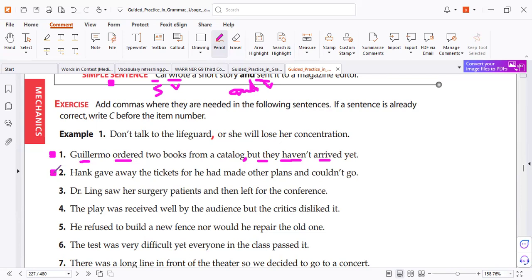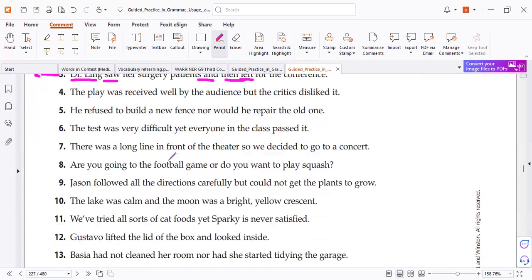I don't know. Now before for, and remember for means because. So you always check: do we have a complete clause or not? Number 3, do we need a comma? No, because here we have no subject. So we don't need one: Dr. Ling saw and left. Good job. Now the rest is for you, of course, homework.